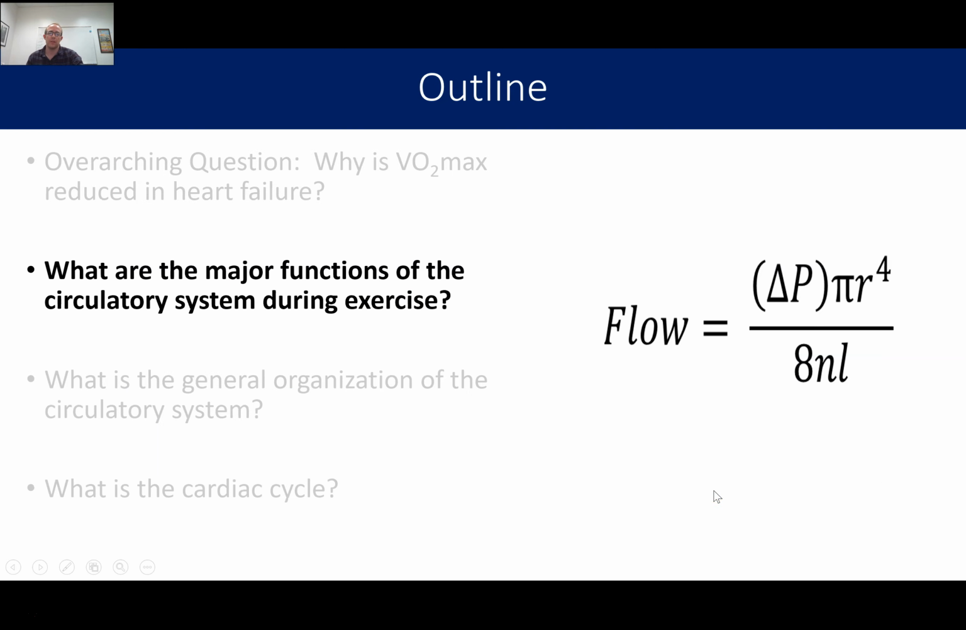So, in terms of outline, here's what we're going to talk about. First, just the major functions of the circulatory system, and then we'll talk about the organization of the circulatory system and the cardiac cycle. Most of these things should be pretty much reviewed from previous classes, but we'll go over them anyway.